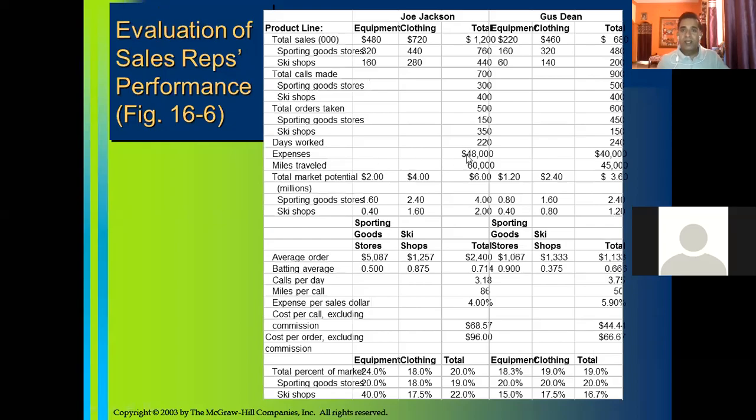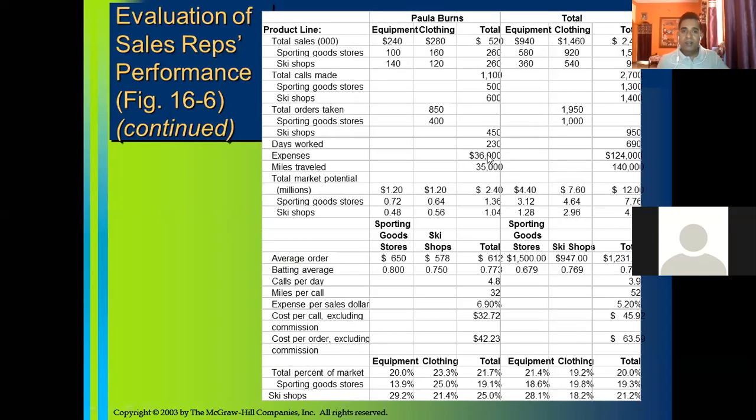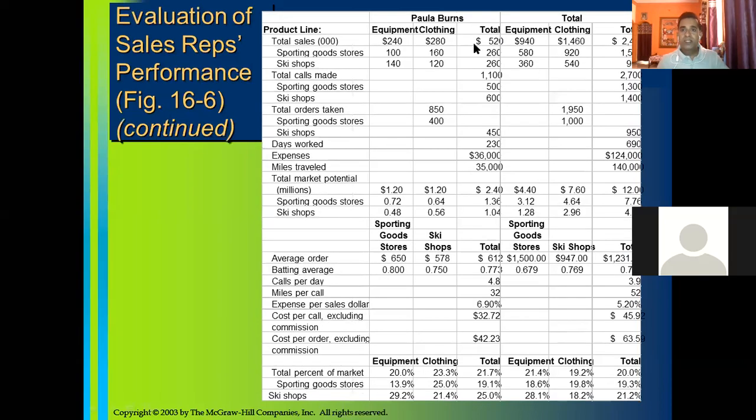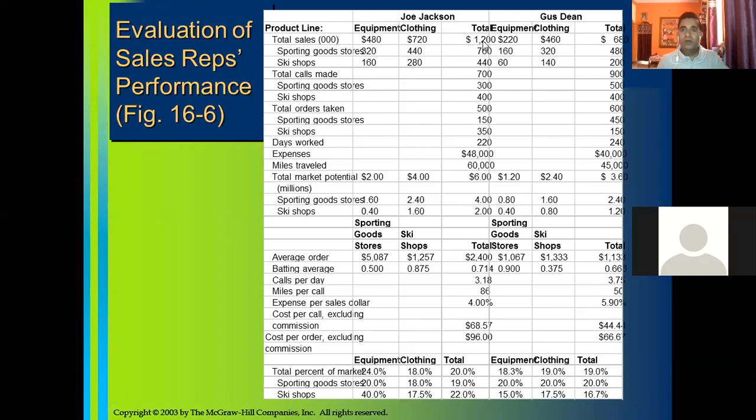Total expenses incurred by Joe Jackson are $48,000, which is very high compared to $40,000 of Gus Dean and $36,000 of Paula Burns. Similarly, the total sales made by Joe Jackson are $1.2 million, whereas the total sales made by Gus Dean are only $680,000, and by Paula Burns only $520,000. So Joe Jackson's performance is quite high compared to the other two sales reps.